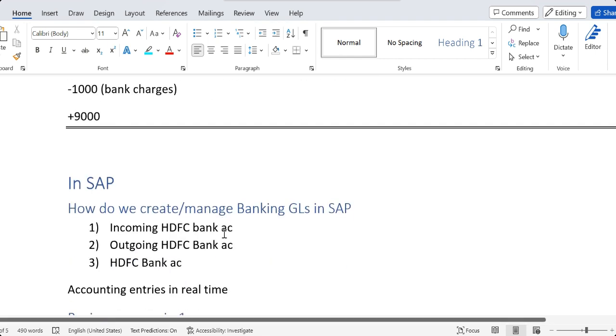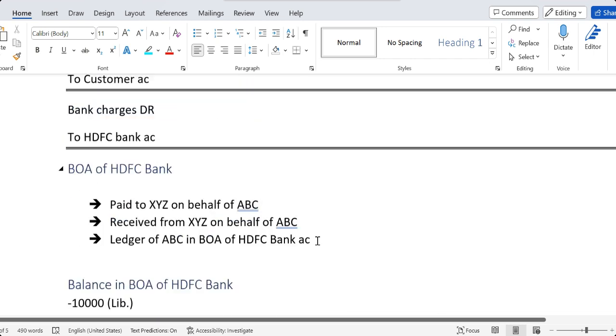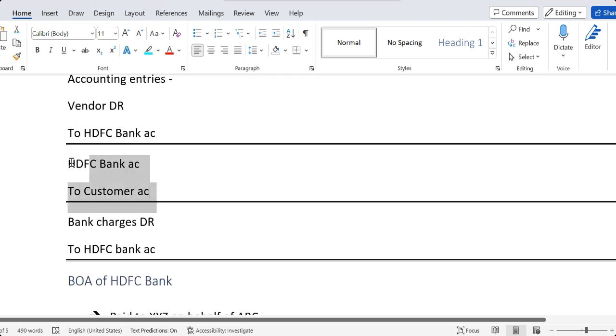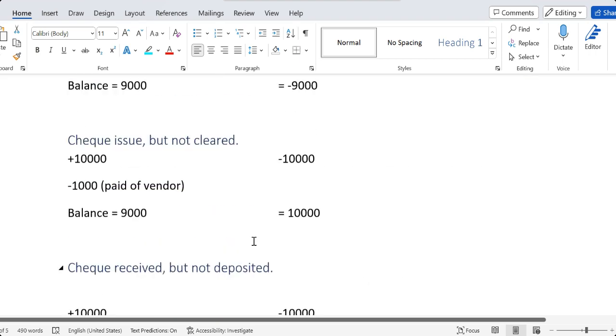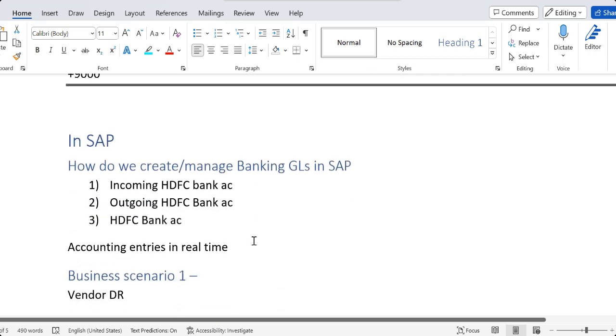So now I'm coming to SAP. In SAP we actually maintain all these things in a different way, in terms of GLs. In the accounting entries I've shown, I booked vendor to bank, bank to customer, and bank charges to bank. But when we maintain our books of accounts in SAP, we use a different way to manage these GL accounts. How do we manage it?